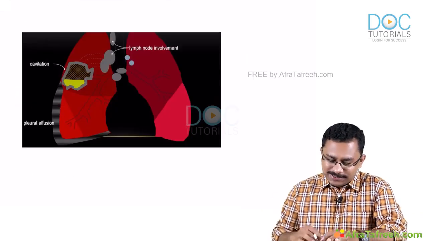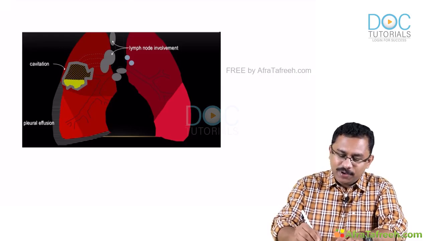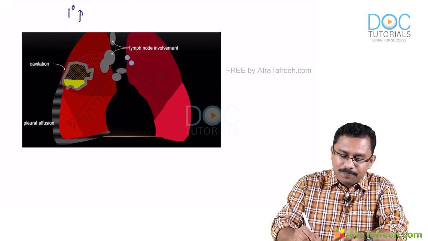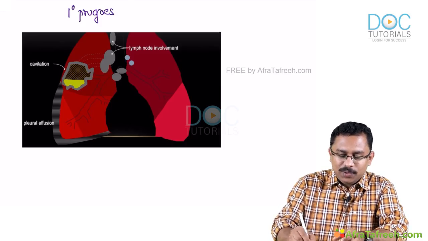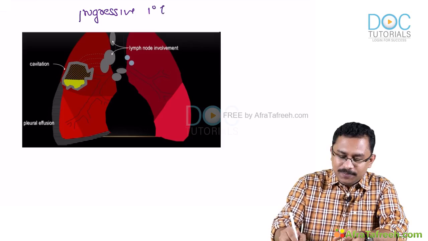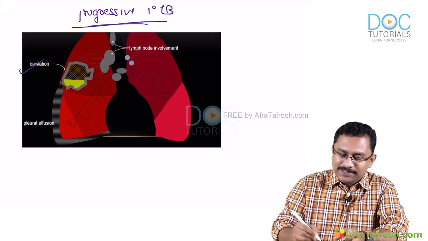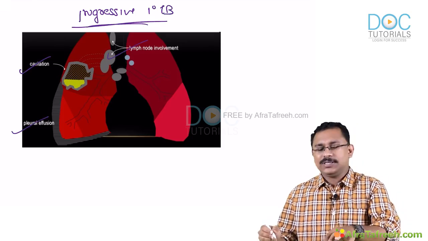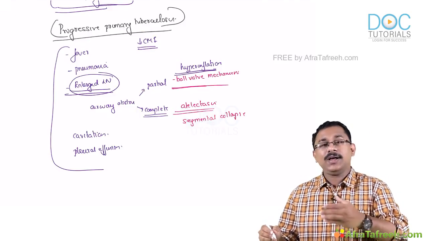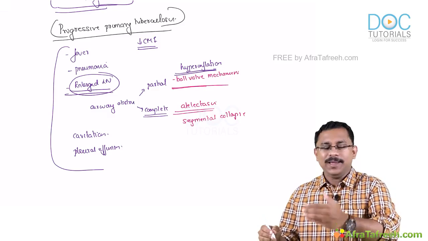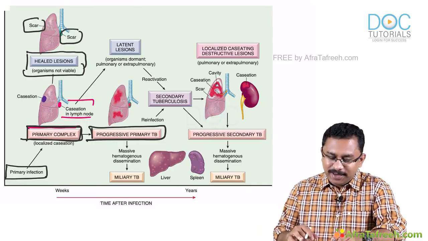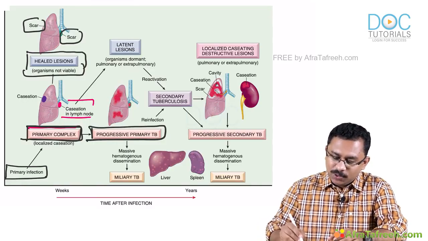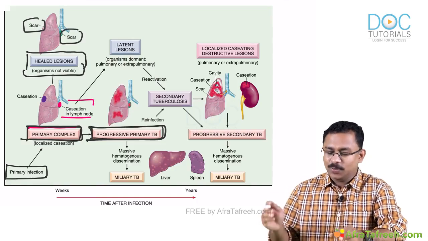Just a pictorial representation of your progressive primary tuberculosis. You can see cavitation developing. You can see some sort of an effusion. You can see the lymph nodes. So these are the manifestations of a progressive primary tuberculosis. So that is another fate of your tuberculosis infection, progressive primary tuberculosis.